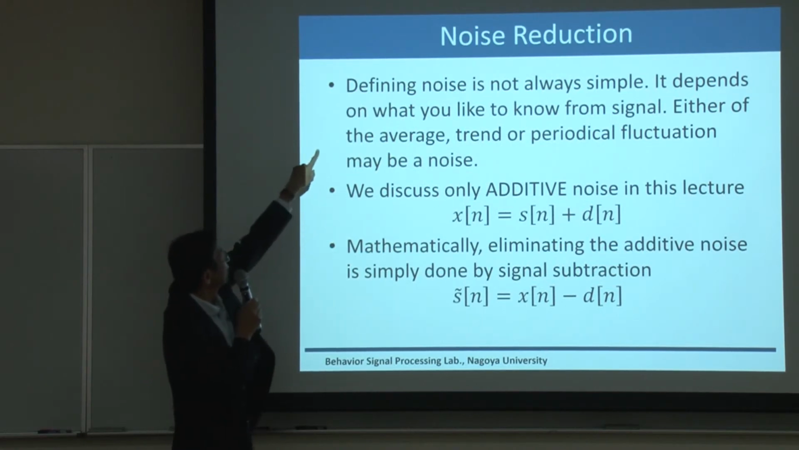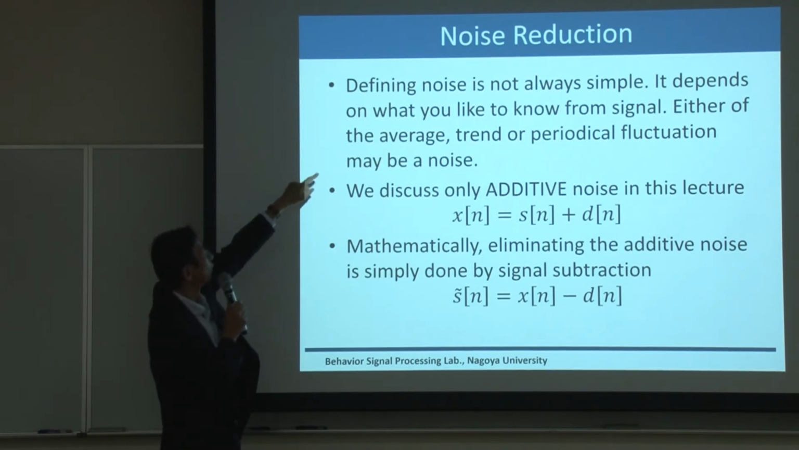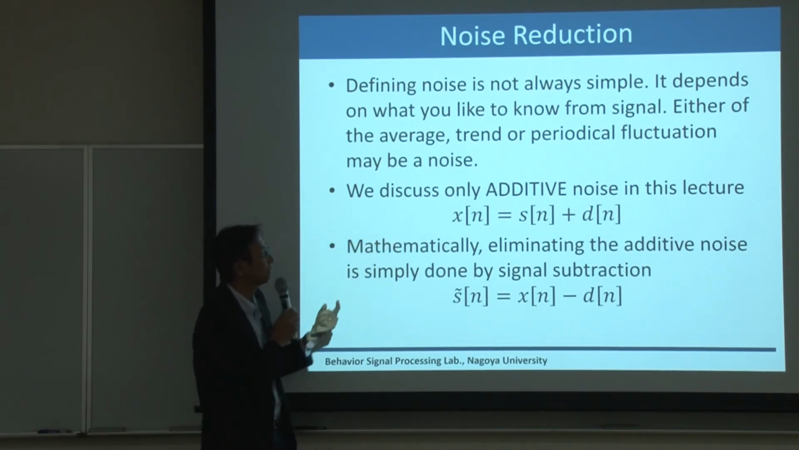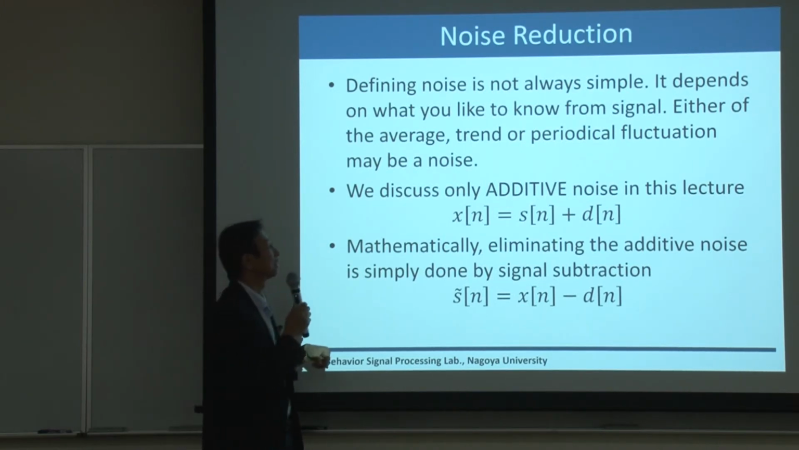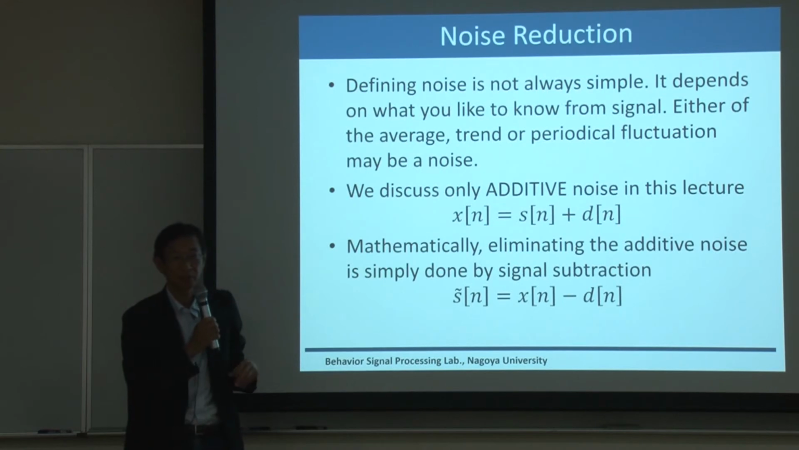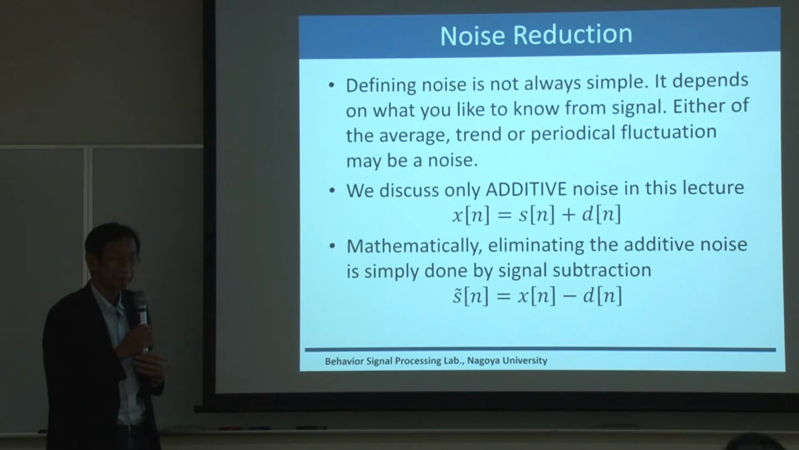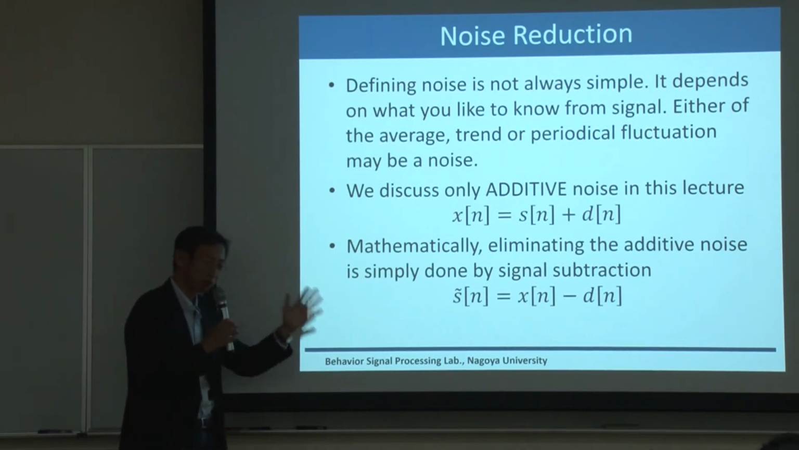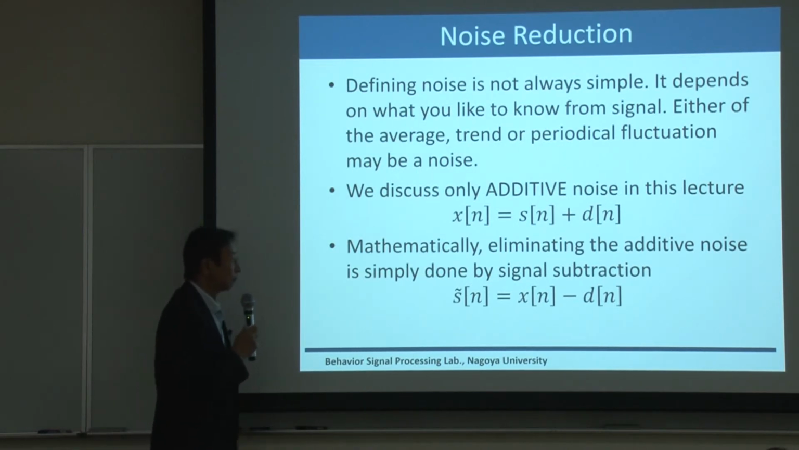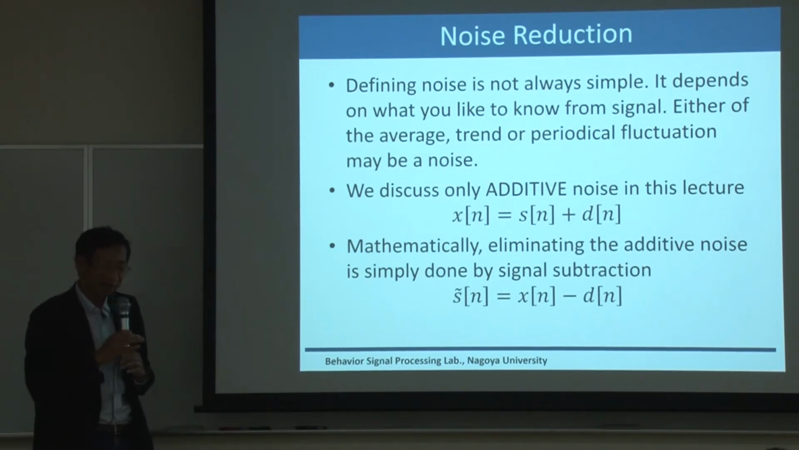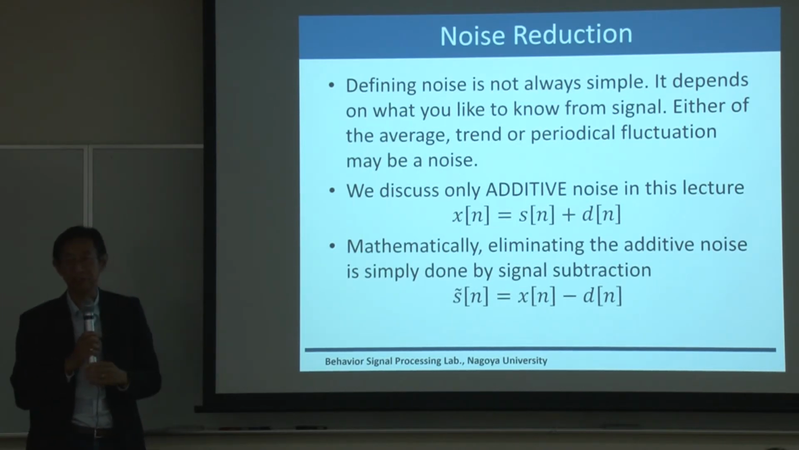That is one very difficult part of noise reduction. Like I say, defining noise is not always simple. It depends on what you like to know from a signal. Either the average, trend, or periodical fluctuation may be noise. It depends on what you like to say or what you like to do. So you need to know what you like to know and what you don't like to know. And because noise is very fundamental, there are a lot of different noises.